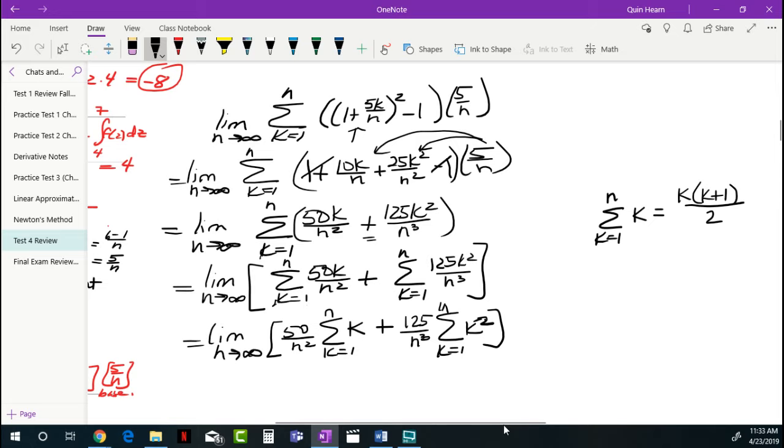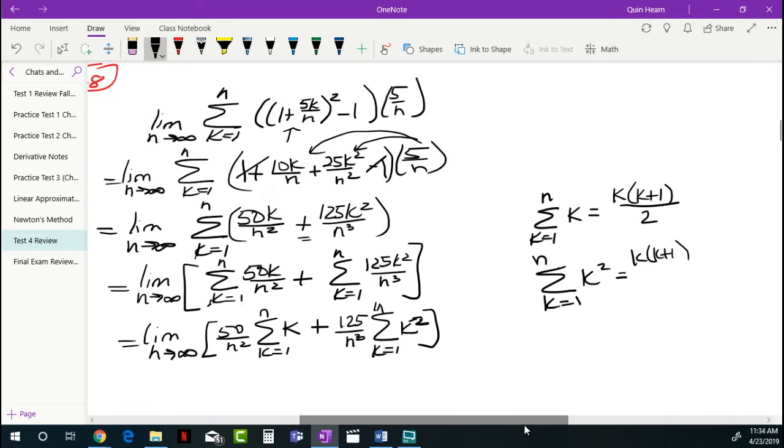Plus, here we have the sum k equals 1 to n of 125 over n cubed times k squared. So I'm going to factor out the constants again, 125 over n cubed times the sum k equals 1 to n of k squared. Okay, and then we need to use the formulas for the summations. So the summation formula for the sum k equals 1 to n of k is going to be k times k plus 1 over 2.